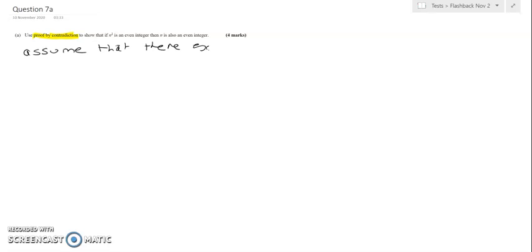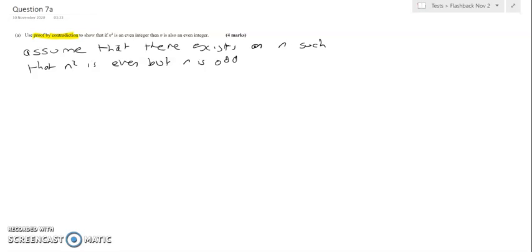There exists a square number. There exists an n such that n squared is even, but n is odd.